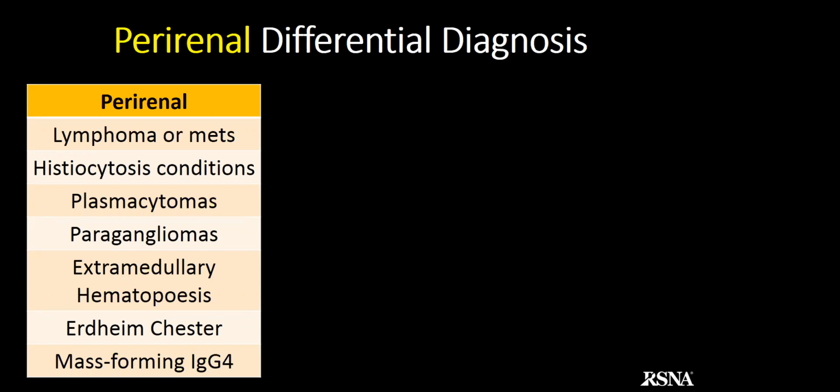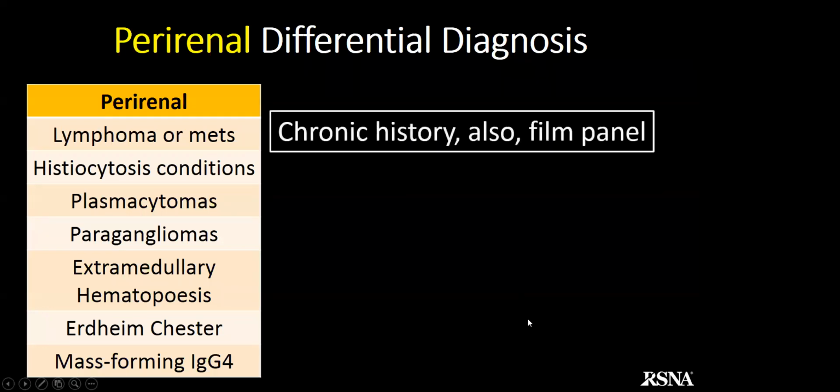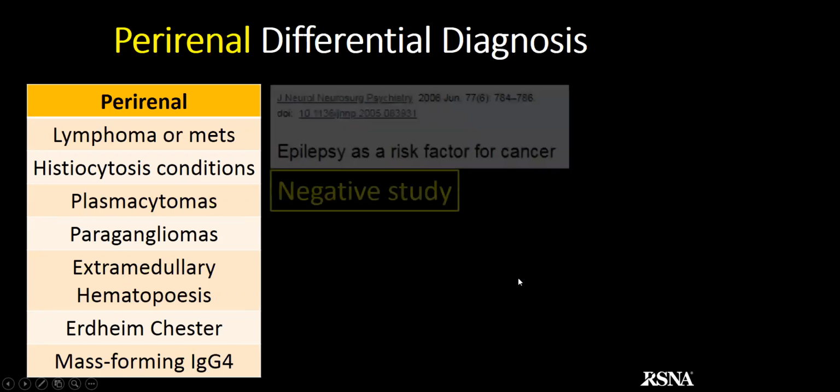So this is a differential for perirenal things. We had lymphoma, different histiocytosis conditions, plasmacytomas, paragangliomas, extramedullary hematopoiesis, Erdheim-Chester, and then mass-forming IgG4. And then I have little thoughts about these different things. You know, this is a chronic history, so I don't think Mets is a good choice. And I don't think on a film panel someone's going to say that's metastatic disease.